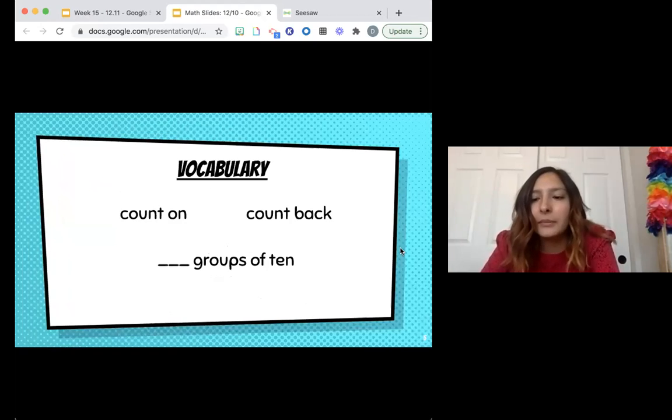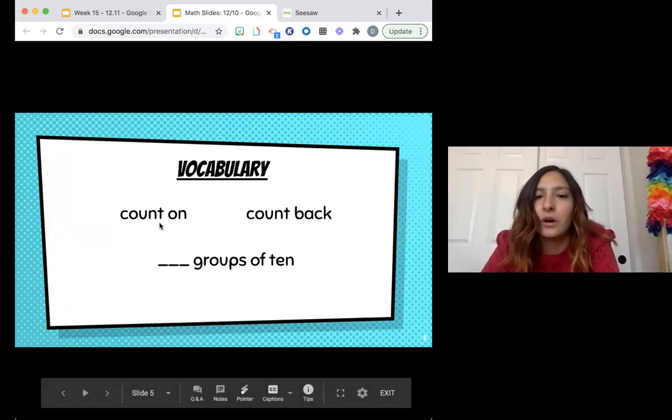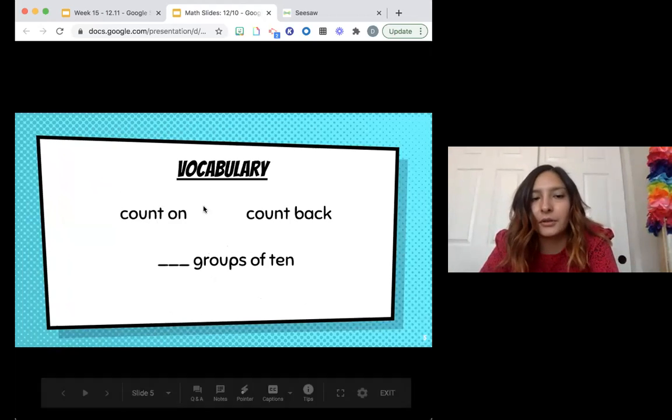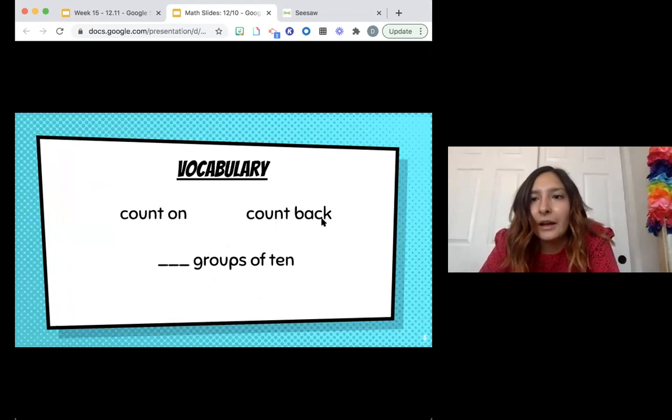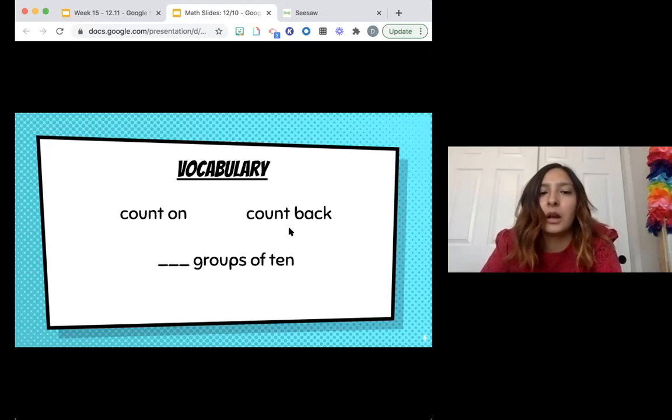Now, the vocabulary that we want to focus on using is count on, count what? Count on, great. Count back, count what? Count back. And then repeat after me, groups of 10. Okay, yep, we are going to count on and count back, groups of 10.